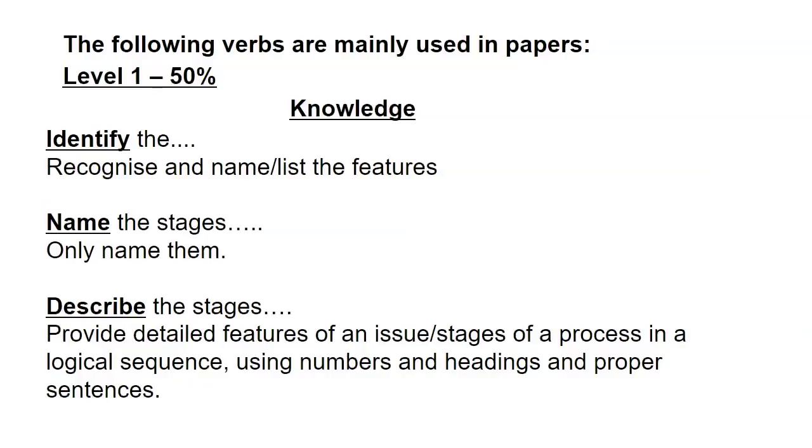The level 1 questions are to test your knowledge. We use the verb identify. So identify something means you have to recognize and name or list the features. If you are asked to name the stages, then only name them. If you are asked to describe the stages, then you have to provide detailed features of each issue or stage or of a process in a logical sequence using numbers and headings and proper sentences.